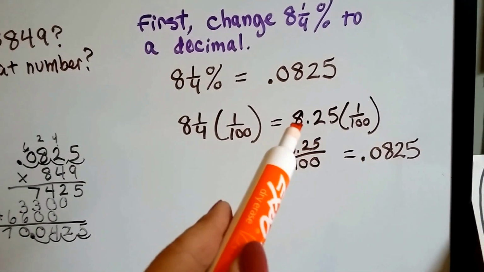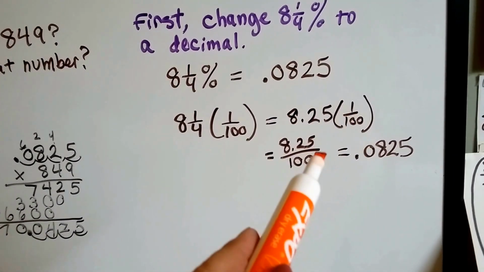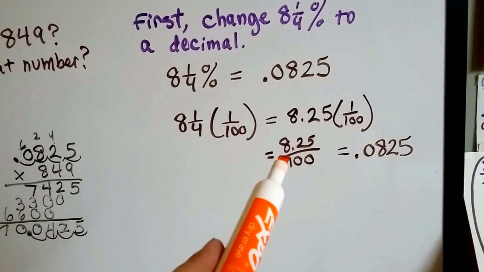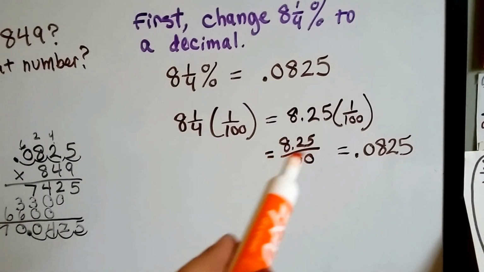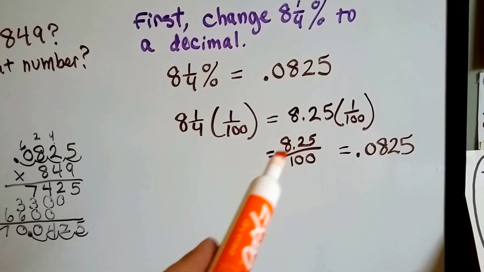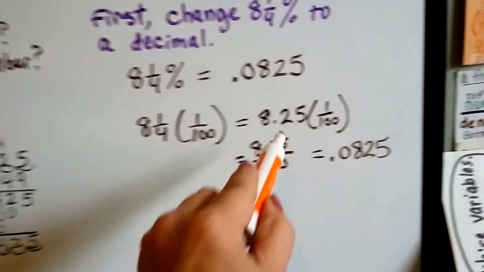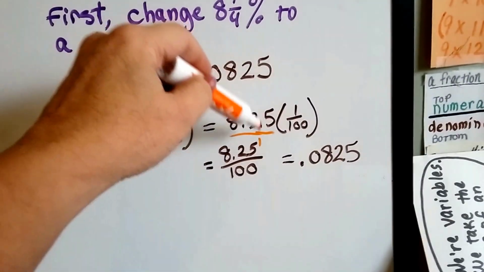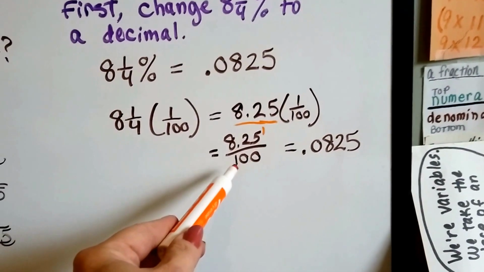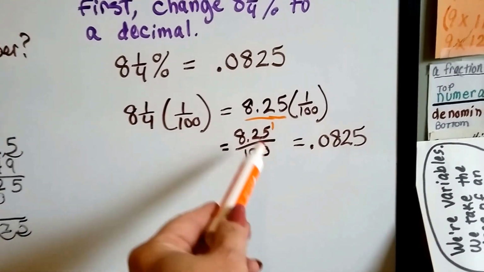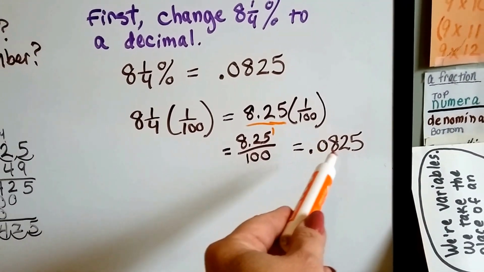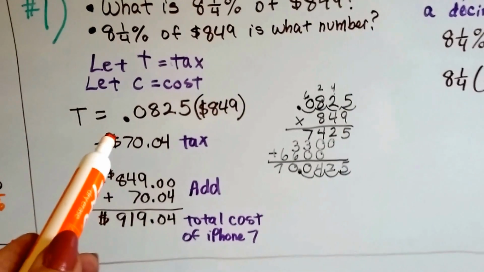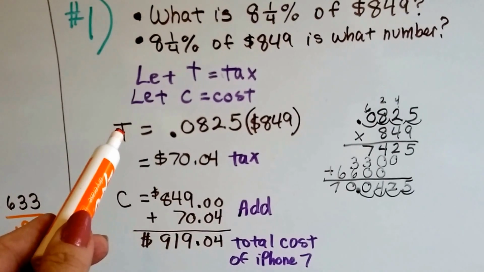All right? We just multiply the 8.25 times 1/100th, and we get 8.25 over 100, right? Because there's a little 1 down here. So it's 8.25 over 100, okay? And then when we simplify this, we get 0.0825. So that's going to be our decimal we're going to use as the amount for the tax, okay?